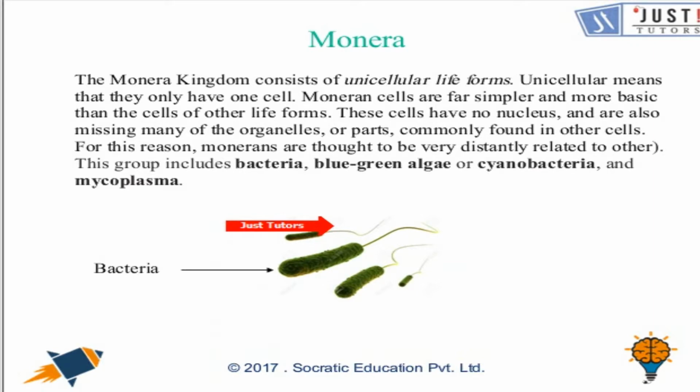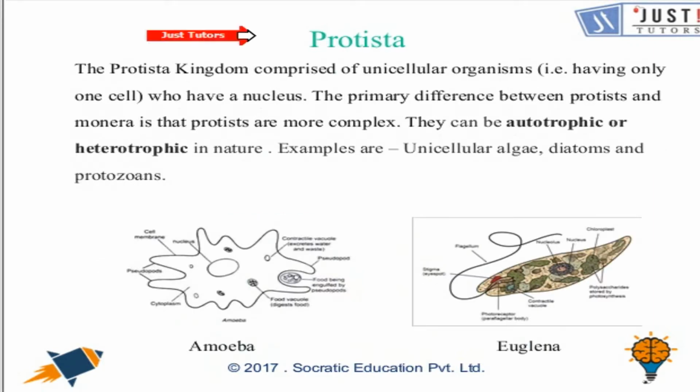Let's move forward and talk about the next one, which is Protista. These organisms are unicellular. There is a true nucleus, and a membrane which bounds other cell organelles, and their mode of nutrition is either autotrophic or heterotrophic. Algae and amoeba are a few examples.